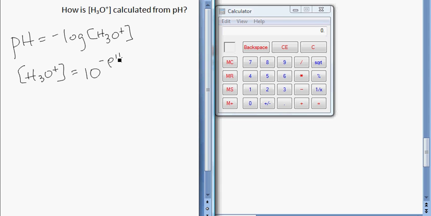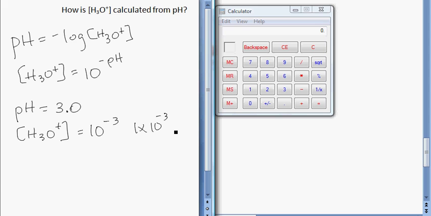At this point, all we have to do is plug our given pH into this equation and solve for concentration of hydronium ion. It is easy when we are given a pH that is an integer, such as 3.0. All we have to do is say hydronium ion is equal to 10 to the negative 3, or 1 times 10 to the negative 3 molar. If we have a number that is not an integer, we need to use a calculator.